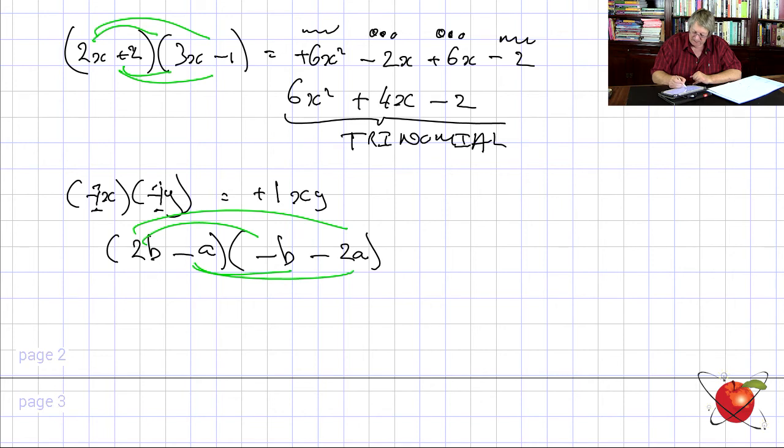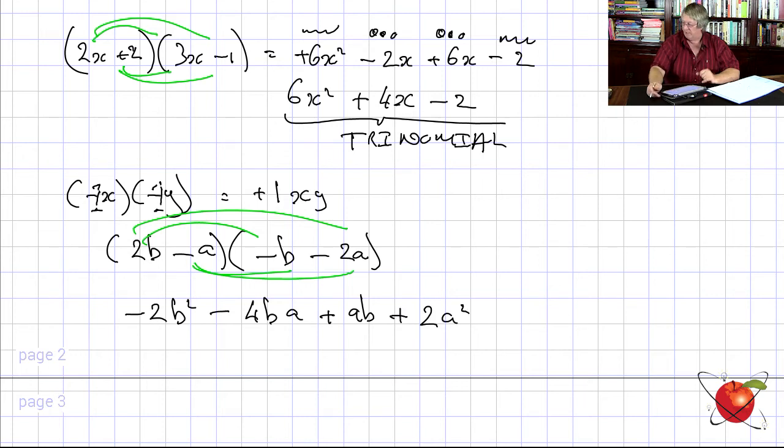Minus times a plus times a minus is a minus. 2 times, there's a 1 in front of that b, so it's going to be 2. b times b is b squared. There's a plus times a minus is a minus. That's going to be 4, 2 times 2, ba. The next one, minus times a minus, I'm doing the a and the b. The first one of the under bridge now is plus ab. And a minus times a minus is a plus 2a squared.